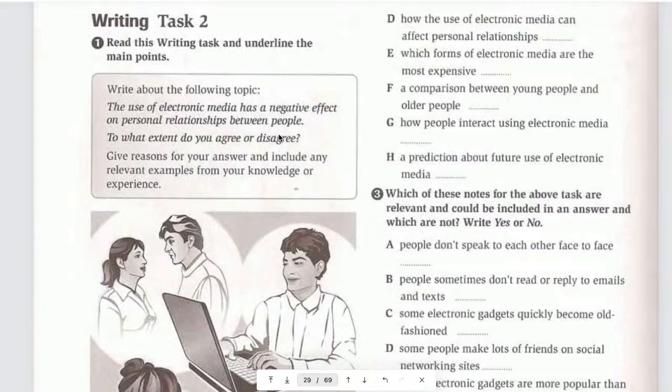Okay. How about if I disagree? Yeah, if I disagree with this statement, I also have to give some reasons, right? I have to say why I disagree, give some points, explain, and then give some examples. How about if I partly agree and partly disagree? So what should I do? Yeah, I have to give reasons for both of them.